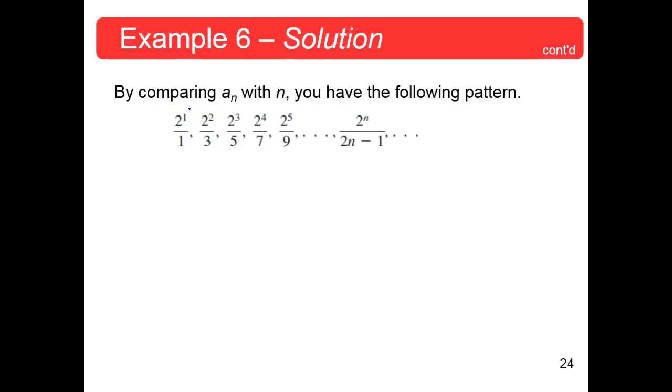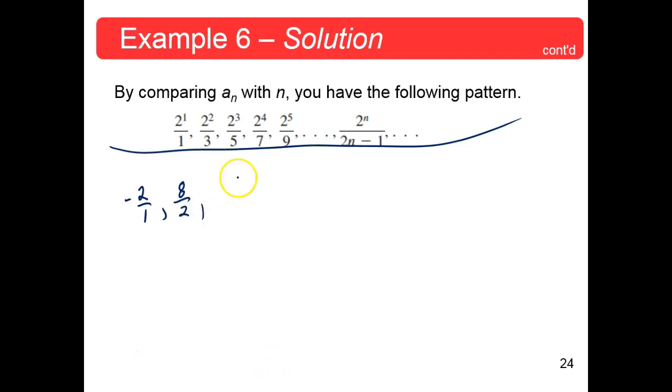Here's example 7. Determine the nth term for a sequence whose first 5 terms are this: negative 2 over 1, 8 over 2, negative 26 over 6, is that right? Yeah. 80 over 24, negative 242 over 120. Anything come to mind? Anything at all? Any observation?